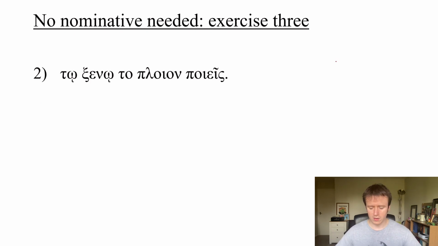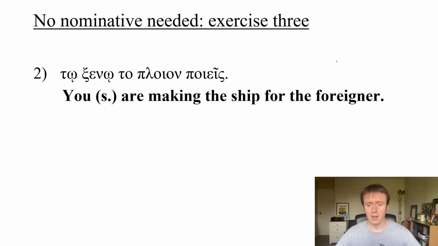This should have been translated as, you are making the ship for the foreigner. Or, alternatively, you could say you make the ship for the foreigner, you are making the ship for the stranger, or you make the ship for the stranger, because xenos can mean either stranger or foreigner, and present tense verbs can either be translated as does that thing or is doing that thing. We knew that it meant this because we had no nominative noun or pronoun, and therefore we had to find the subject in the person ending, which in this case was ace.